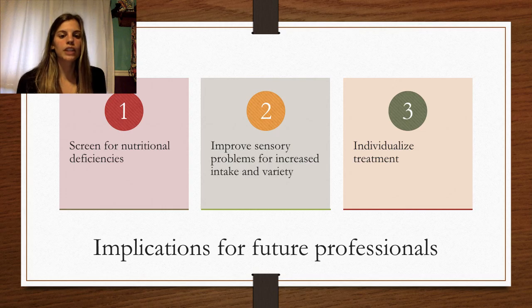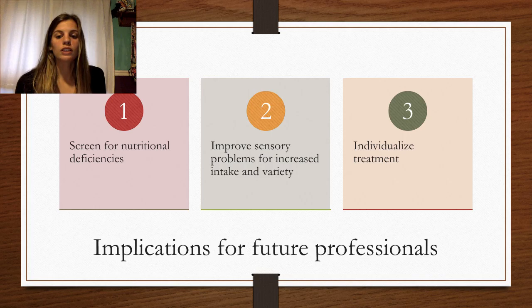The next implication for future professionals is to have a multidisciplinary team in order to improve sensory problems that could allow for increased intake of food as well as an increase in a variety of foods. For the dietitian, this could mean encouraging consumption of foods with different textures and consistencies that is normally rejected due to sensory issues. The last implication for future professionals is to keep all treatment individualized to the person.